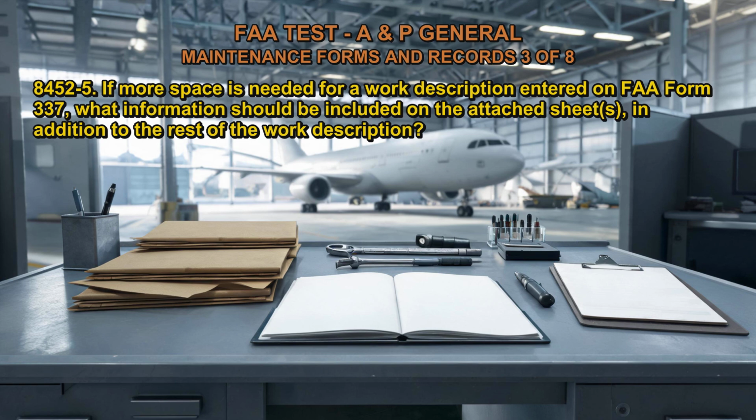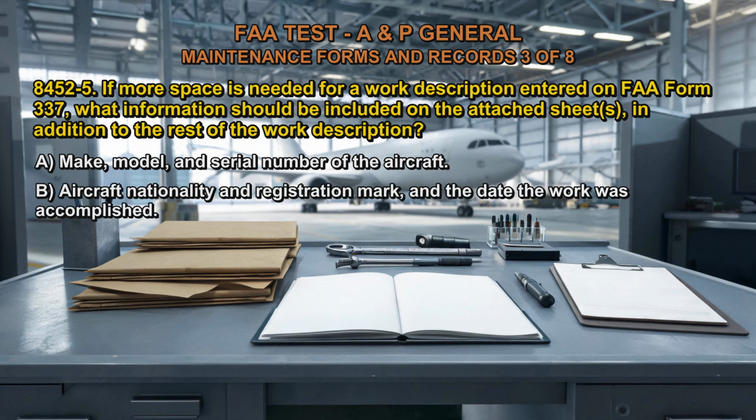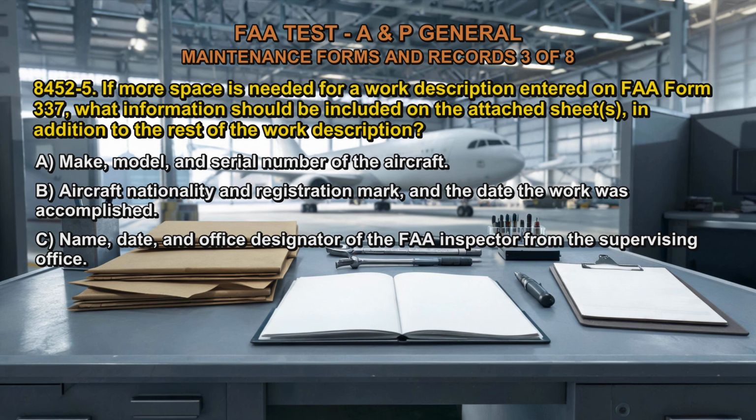8452-5. If more space is needed for a work description entered on FAA Form 337, what information should be included on the attached sheets, in addition to the rest of the work description? A. Make, model, and serial number of the aircraft. B. Aircraft nationality and registration mark, and the date the work was accomplished. C. Name, date, and office designator of the FAA inspector from the supervising office.